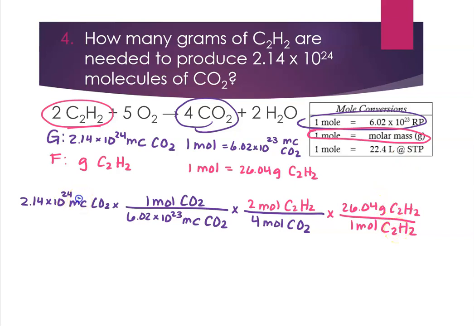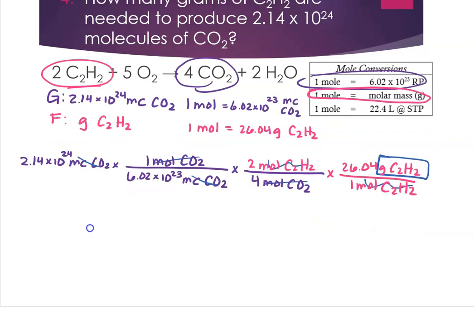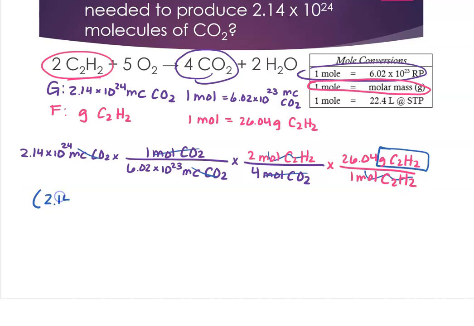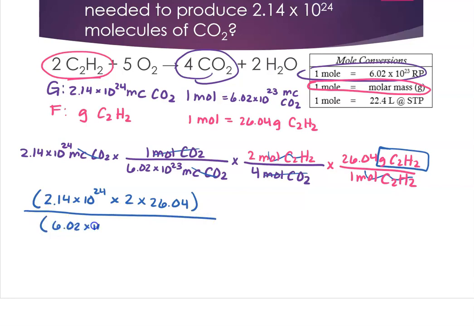Okay, so molecules CO2 cancel with molecules, moles CO2 cancel with moles, moles C2H2 cancel with moles C2H2, and I'm left here with grams of C2H2. So (2.14 times 10 to the 24th times 2 times 26.04) over (6.02 times 10 to the 23rd times 4). You don't have to put the scientific notation into an extra set of parentheses here. You can if you want to, but as long as you have the whole numerator in one set of parentheses and the whole denominator in one set of parentheses, that's really all that you need.